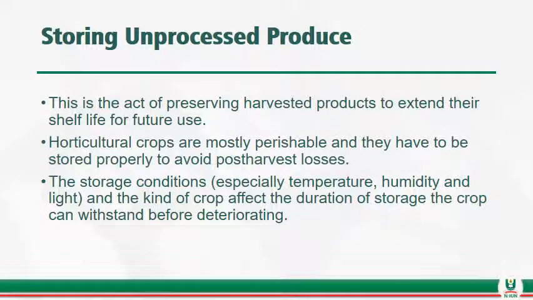Now we want to talk about storing unprocessed produce. And this is the act of preserving harvested products to extend their shelf life for future use. So you're preserving your harvested products for a longer period of time. And horticultural crops are mostly perishable, so they have to be stored properly to avoid post-harvest losses. So you have storage conditions like your temperature, your humidity, and light. These are the conditions that you know speed up the deterioration process. So you want to be able to preserve your crops and prevent them from deteriorating.